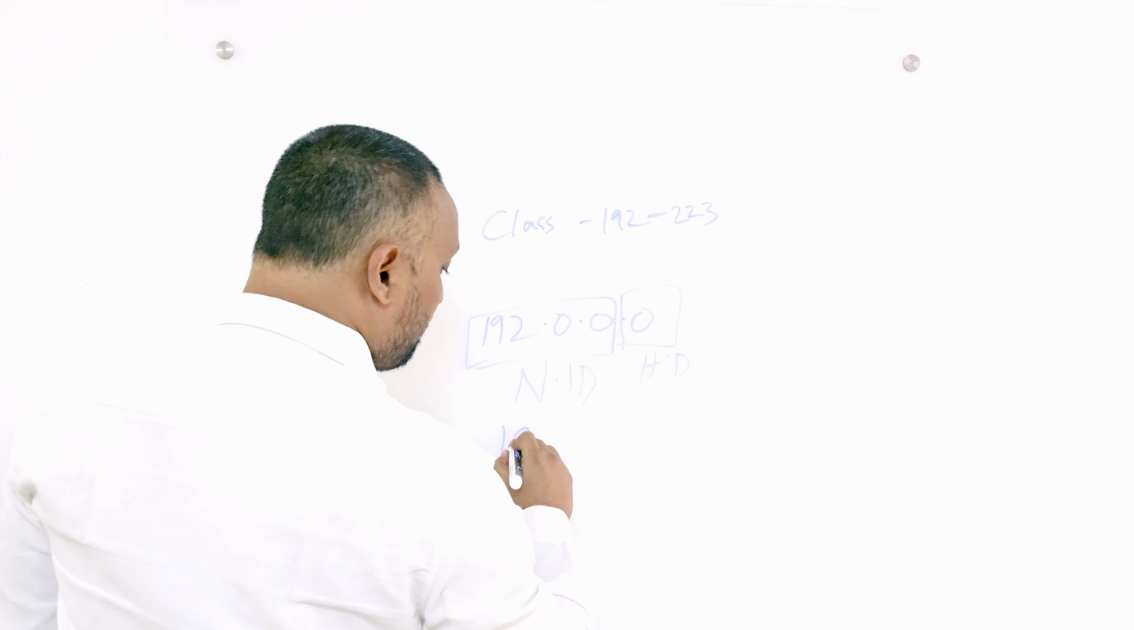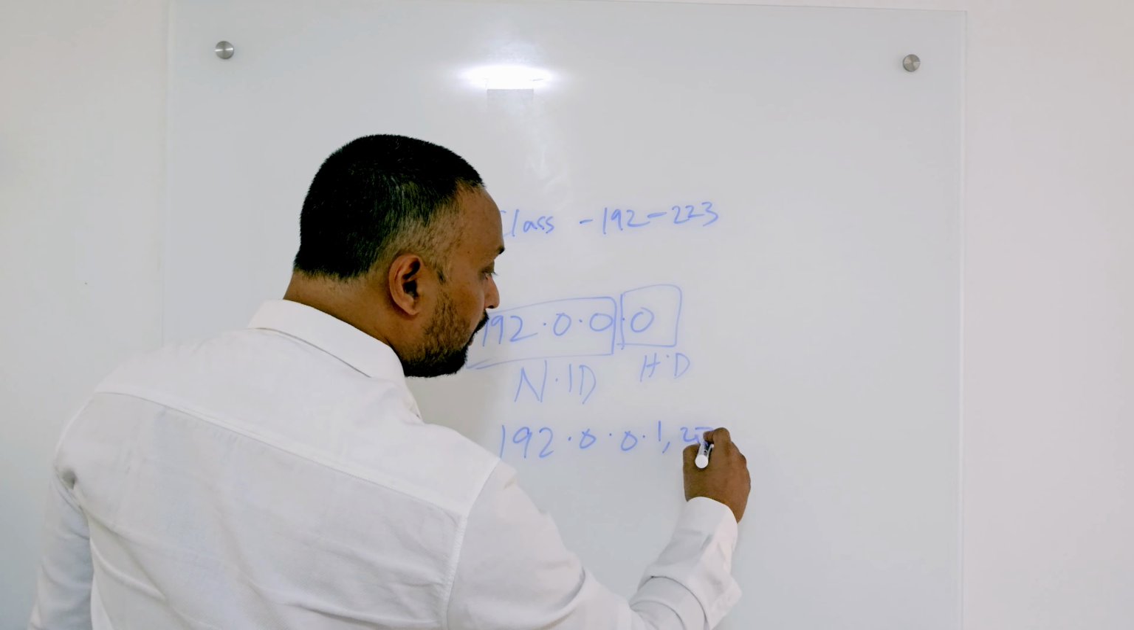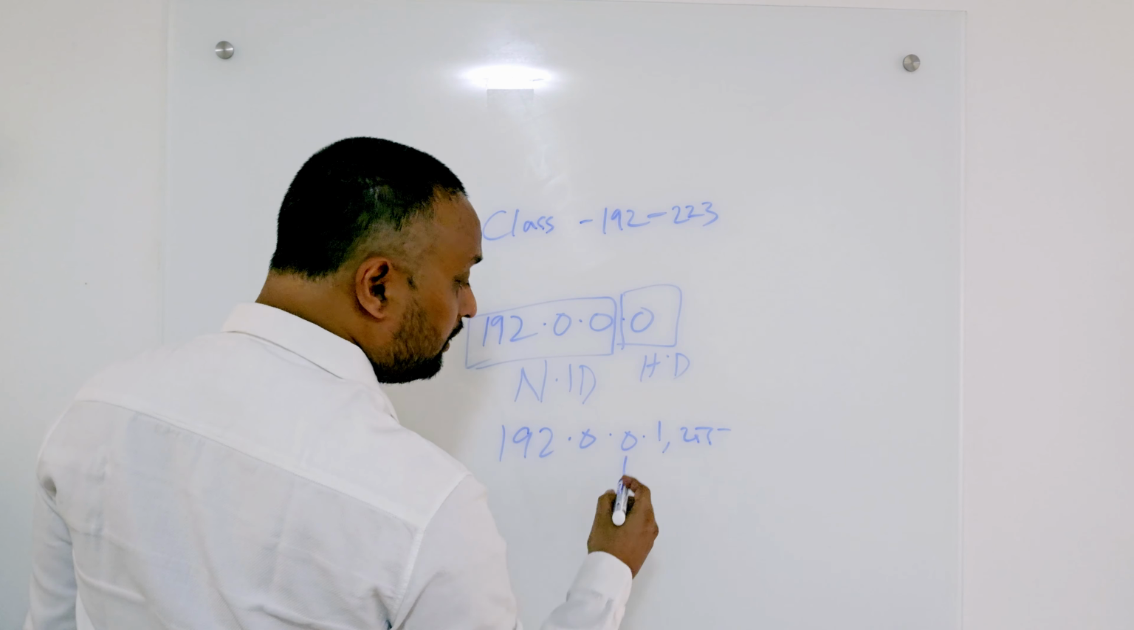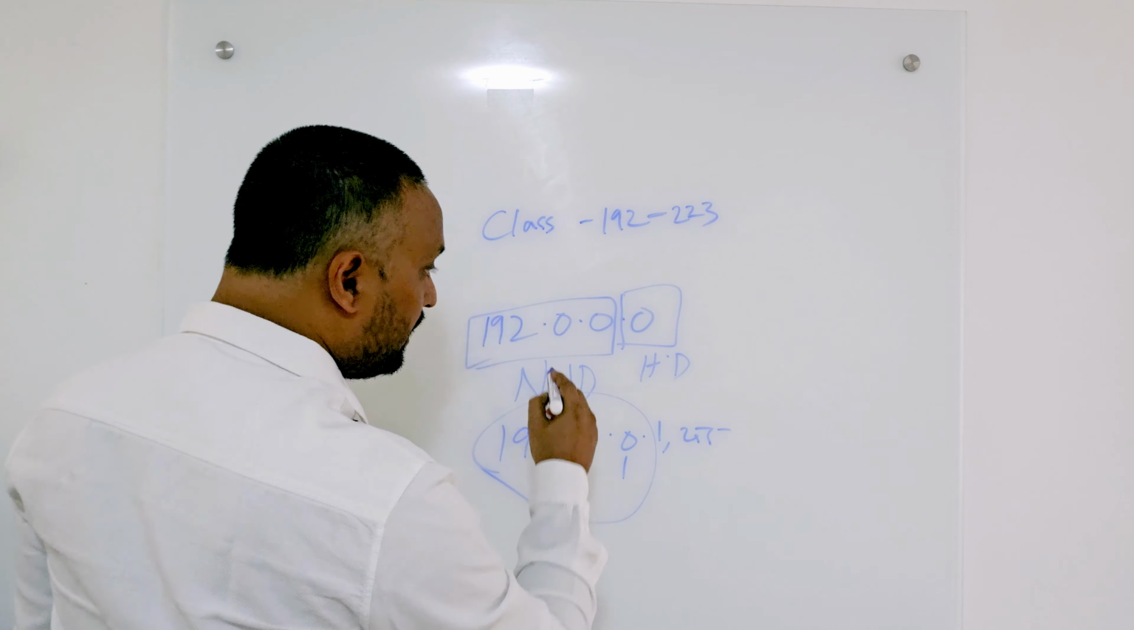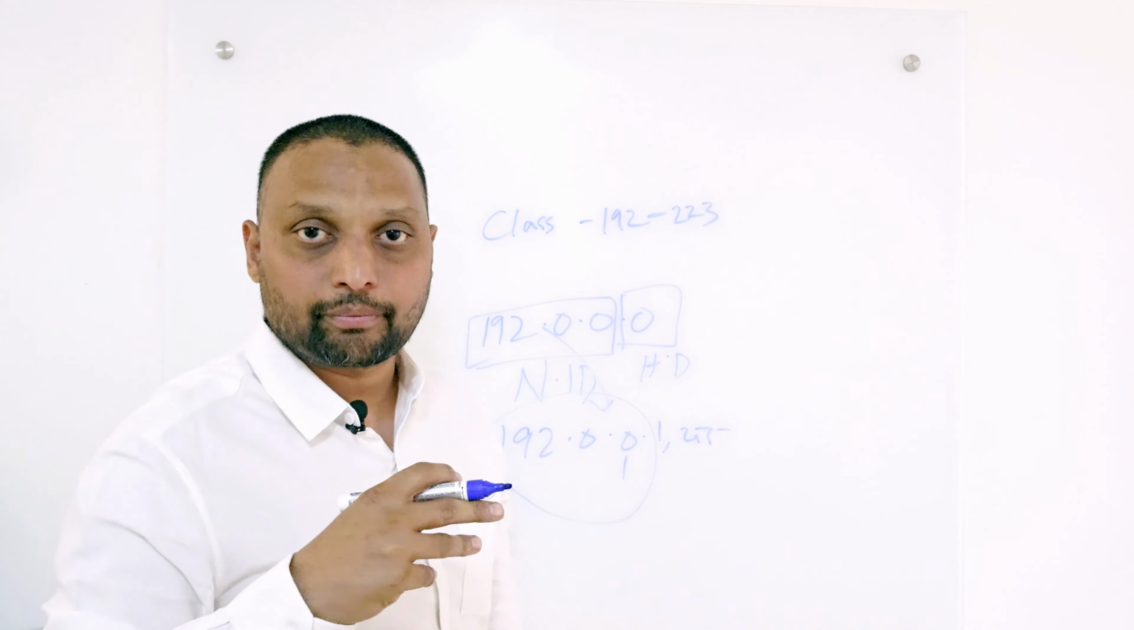So for example, 192.0.0.1 till 255. After 255, this will become 1, and that means there is a change in the network ID. So these two cannot communicate. We need a router in place.